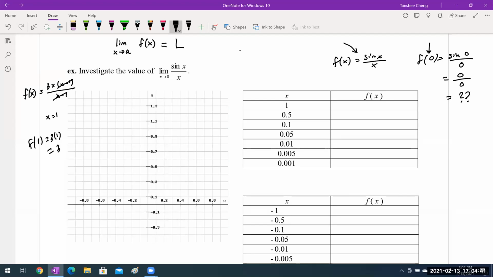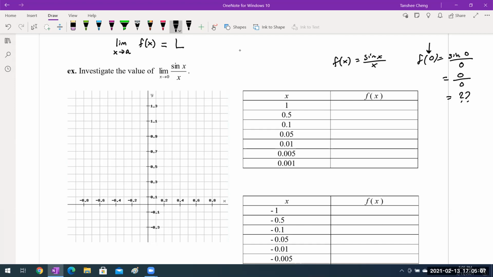But however, in this situation, there is no way that we will be able to find out, because I get 0 over 0 and I cannot simplify any further. So this is where we want to use this limit idea to find out and then graph this. So let's take a minute. Pause it and use your calculator to find out the value of this.